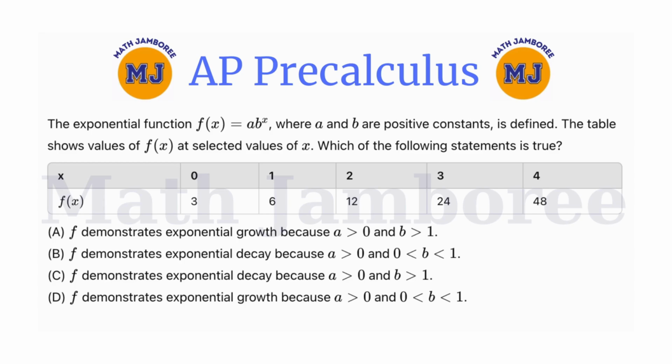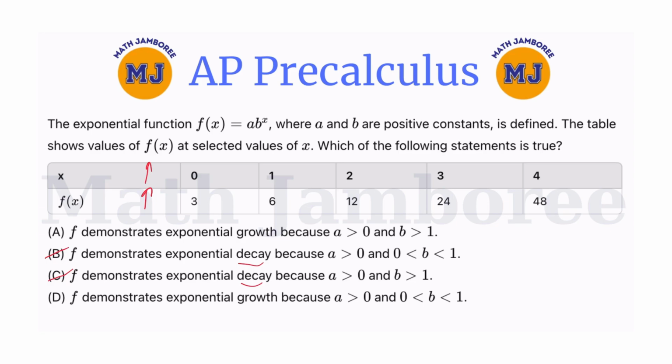X values are 0, 1, 2, 3, 4. So x values are increasing. The y values are 3, 6, 12, 24, and 48. These are also increasing. So they're both increasing. So there must be a growth function. So we can go ahead and eliminate the choice B and C because they are decay. So the answer is either A or D now.